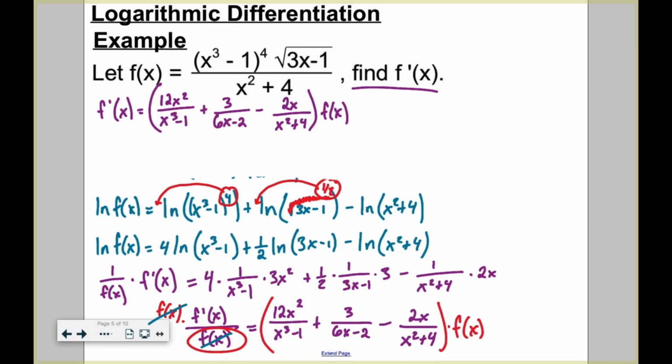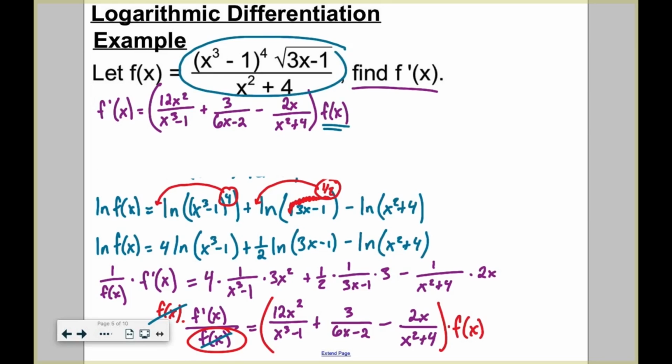So now you're probably telling yourself, great, we're done. We got f prime by itself. And yes, that is true. We did get f prime by itself, but we didn't simplify it because we still have this f of x here. Well, what do we know f of x is? Well, based on the original problem, f of x is this guy up here.